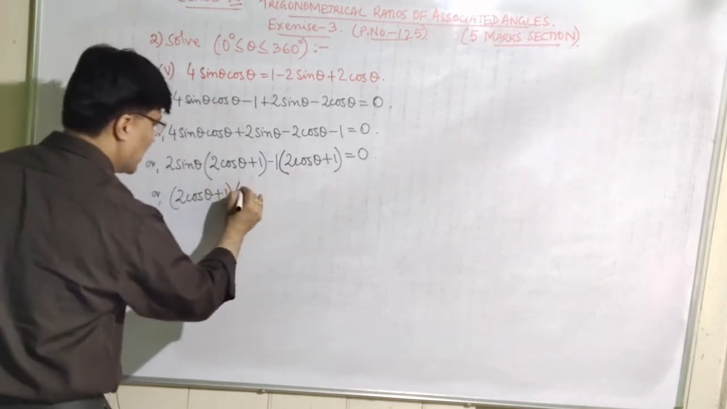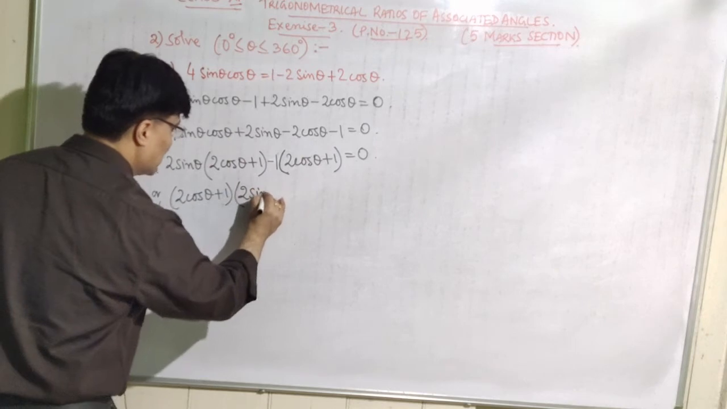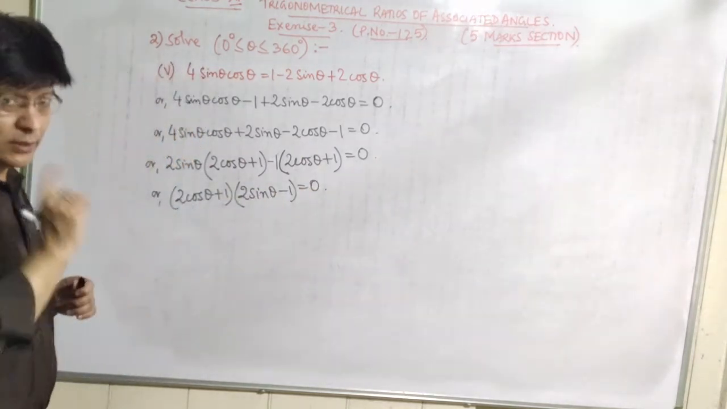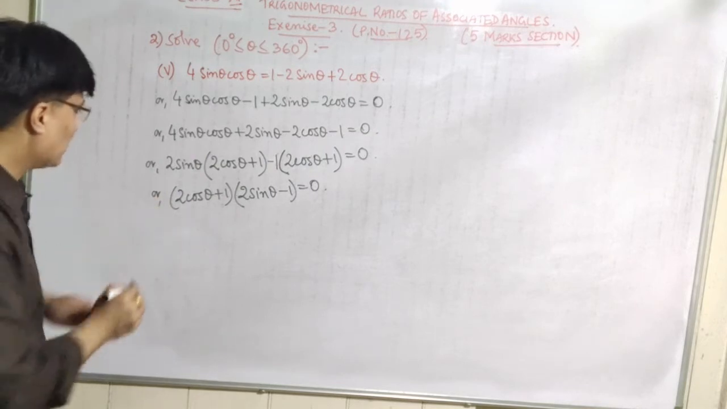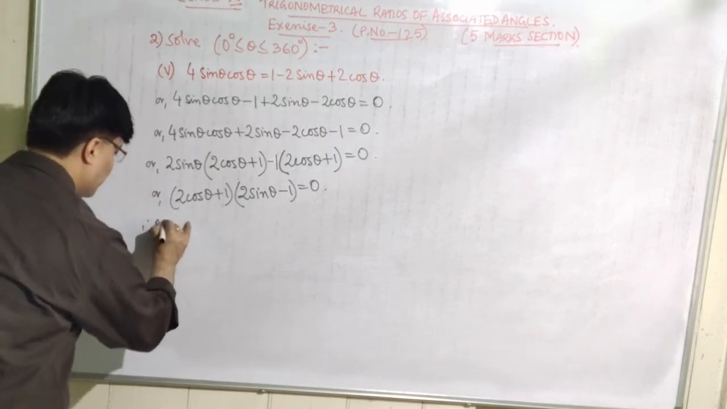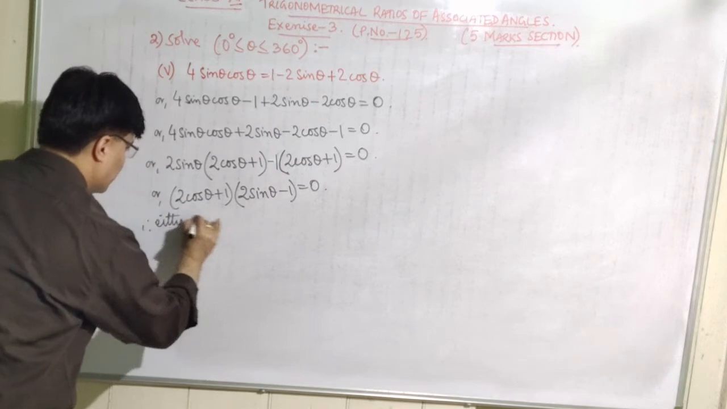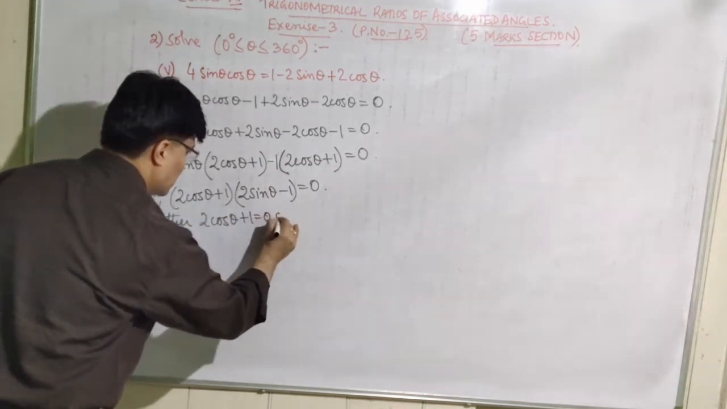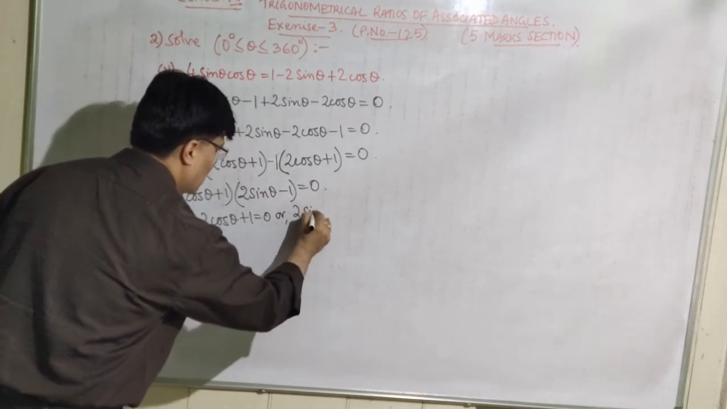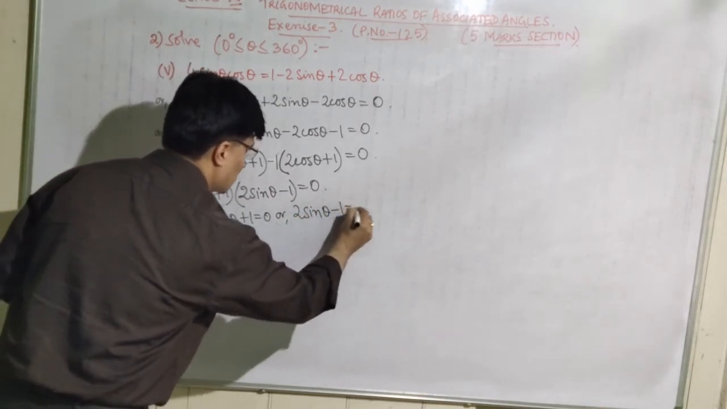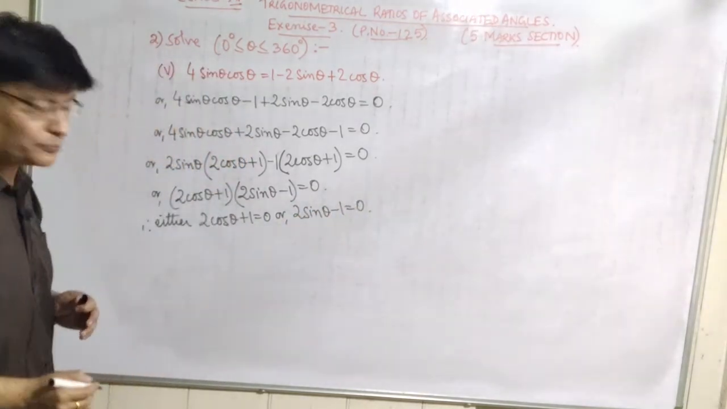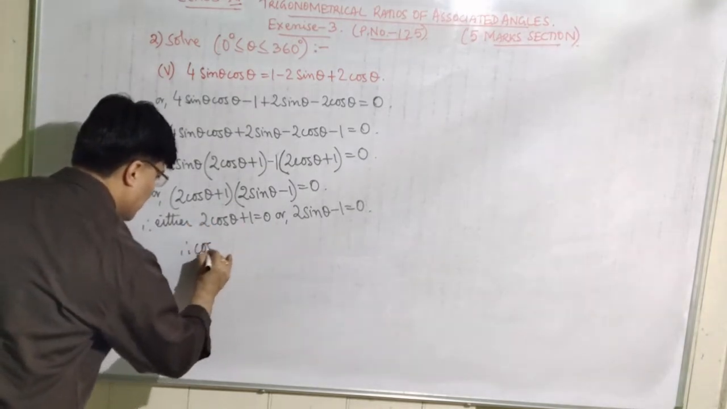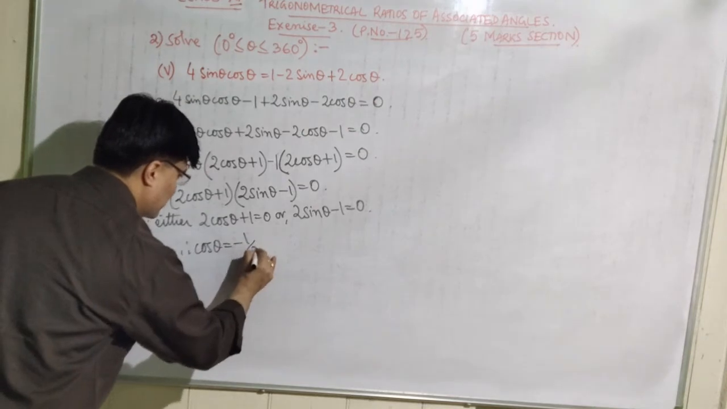So the remaining terms are here: 2 sin theta minus 1 is equal to 0. Is that clear? So you can write here either or. Therefore, either 2 cos theta plus 1 is equal to 0 or 2 sin theta minus 1 is equal to 0. So from this equation, what is the value for cos theta? Here cos theta is equal to minus half, you know that.